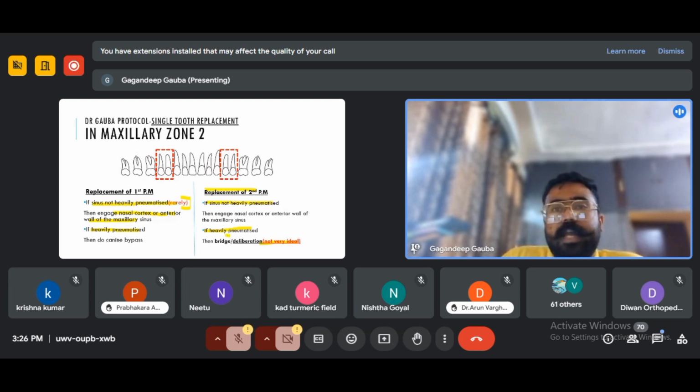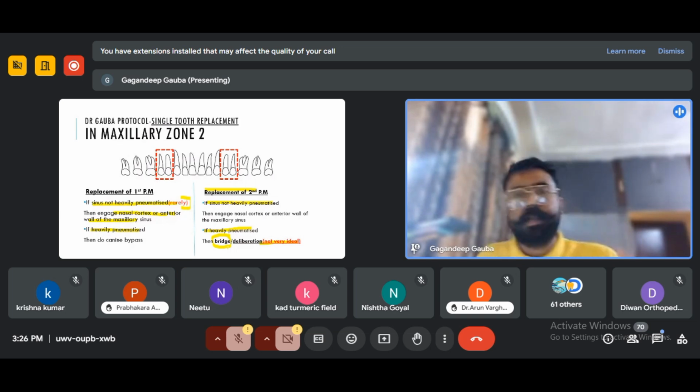So if the adjacent teeth are healthy, we can go with the conventional bridge. Okay, I use bridges in my practice very frequently. In those cases in which implants are not possible, don't try to overdo the implants, right? We can still take the help of a bridge.